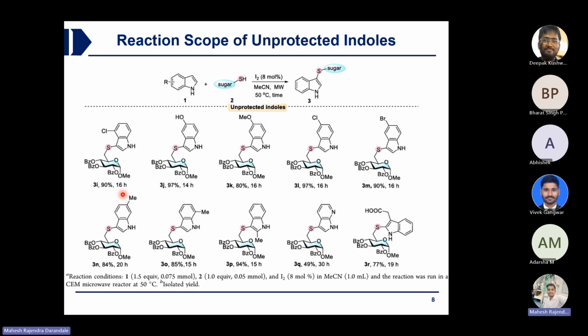Then they have tried some unprotected indoles. For example, these OH or unprotected indoles. For example, these acid component on the indole. Here also they are getting some good yield, like 77% of the yield.